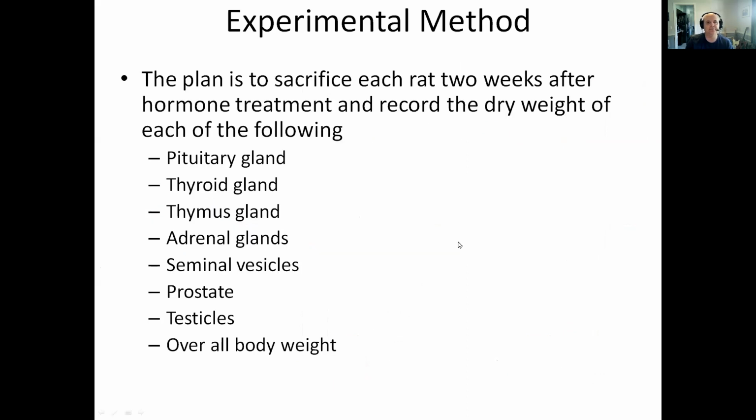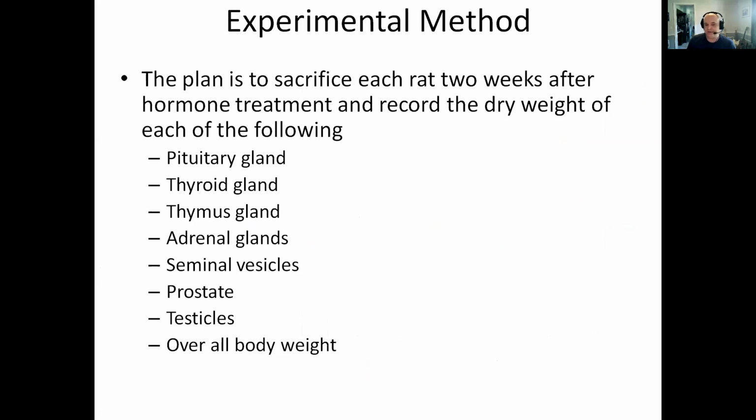All right. The plan for the experiment was that after the injections of the hormones, they were going to feed all the rats the same and keep them all in the same conditions. And then at the end of this, they were going to sacrifice these rats. That's the fancy way of saying killing them humanely. And then extracting the pituitary gland, the thyroid gland, the thymus gland, the adrenal gland, seminal vesicles, prostate, testicles, as well as taking the overall body weight.